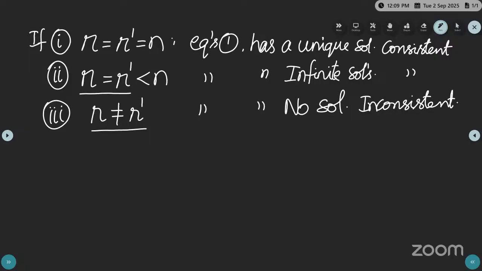Inconsistent. Okay, listen carefully. If you are having either one solution or infinite solutions, the system is consistent. If you don't have any solution, it is inconsistent.